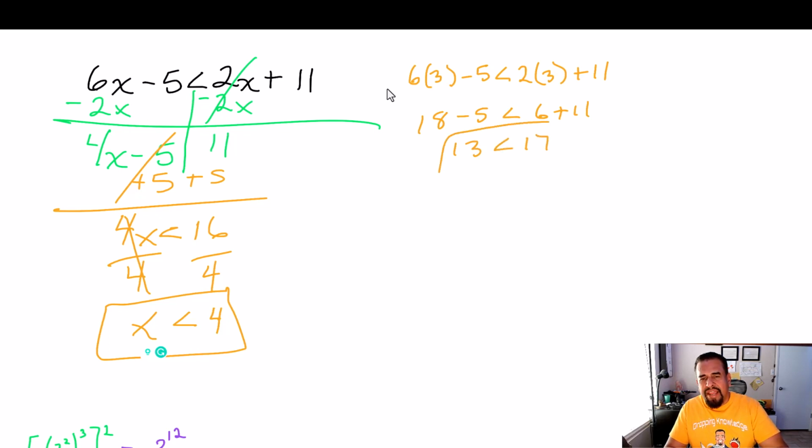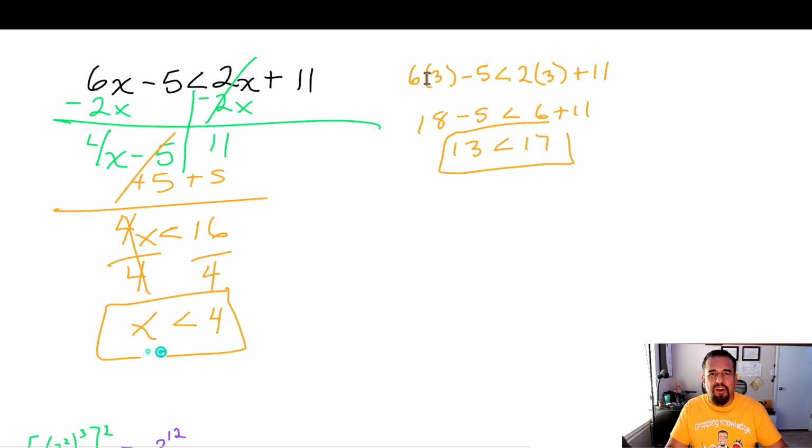So take a look at my answer here. 13 is less than 17. Is that statement true? It is. That's how I know that my value there is correct. And it's anything less than 4. So I can even go up to 3.9. Okay? Anything less than 4.